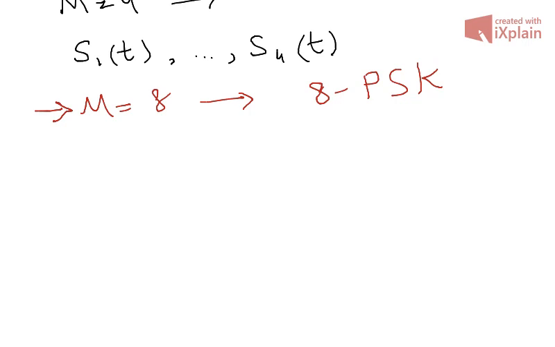Now, in the next video we will try to find out the Euclidean distance between the signal points of M-ary PSK. So we end up over here, and we will move to the Euclidean distance in the next video.